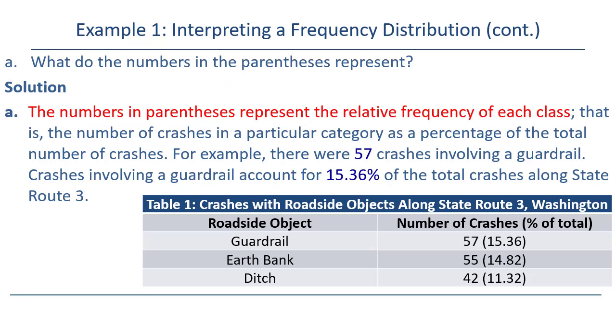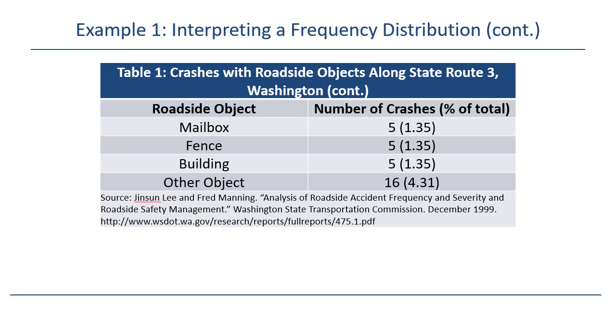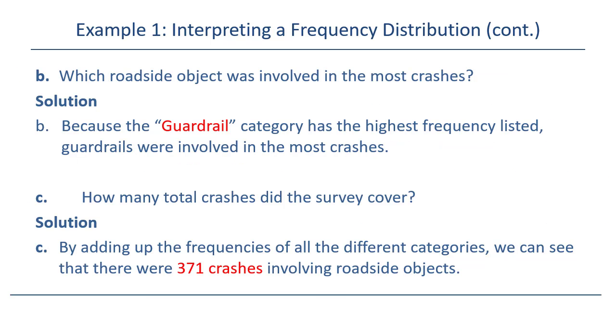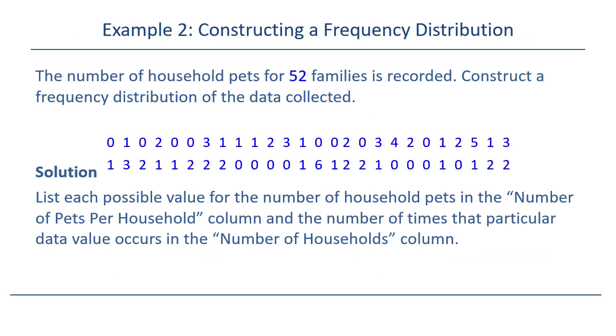How many total crashes did it cover? Well, we would have to add everything up, right? Add those, and those, because I repeated that one, right? So add all those numbers together, you get 371 total crashes, which is what you would need to calculate those percentages anyways, because you would need to take each number and divide it by 371.